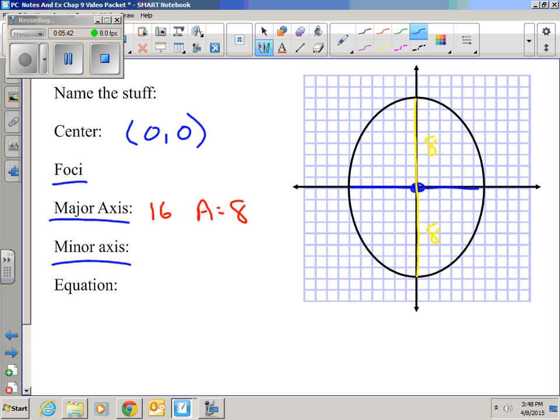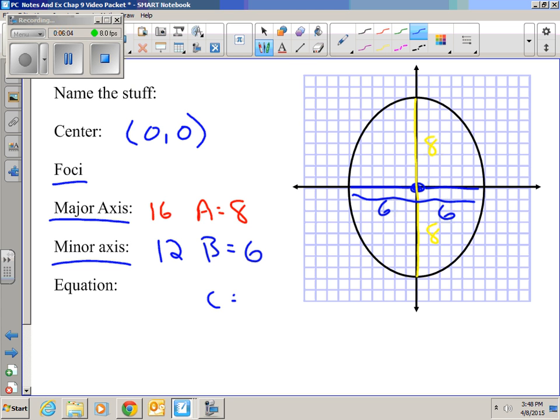Notice that the minor axis has a total distance of 12. However, more importantly, we have 6 on each side. So my minor axis is 12, but more importantly, B is equal to 6. I know you're thinking 6, 8, 10, right triangle, but no. C, we need to come up with a C.